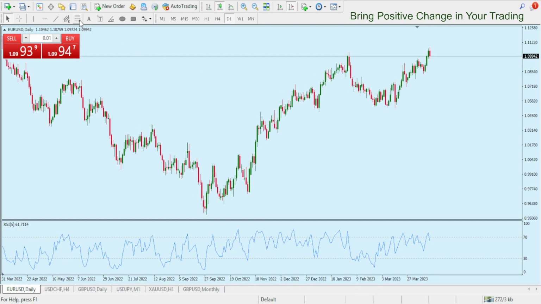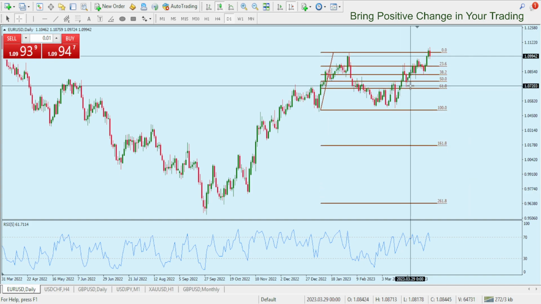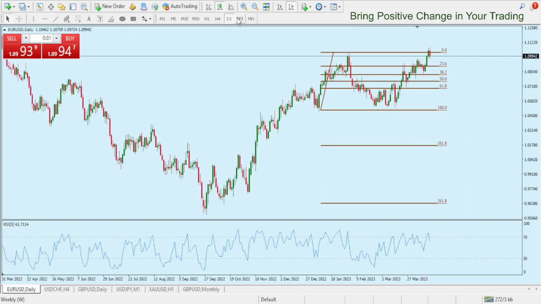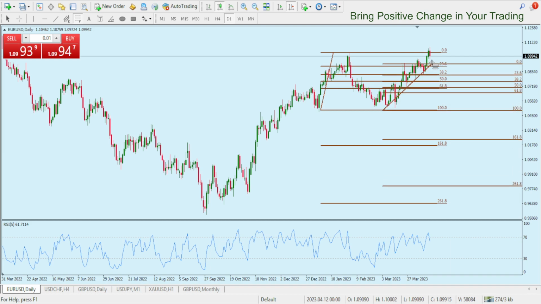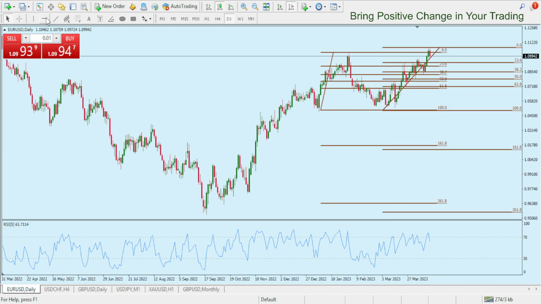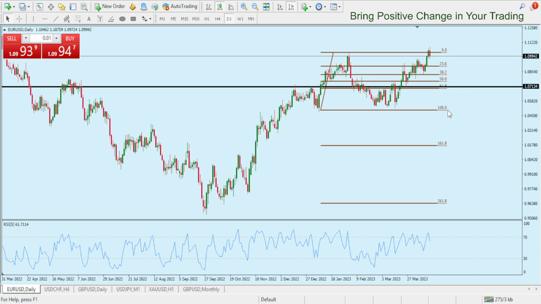Here it is. So let's see if it will be going okay or not. 61 is right here. Yes, still this trade will be safe. Okay, this trade will be safe, and it's going to be a very nice buy opportunity.